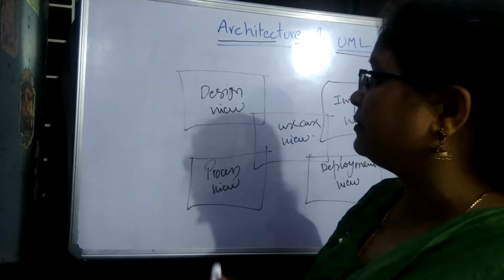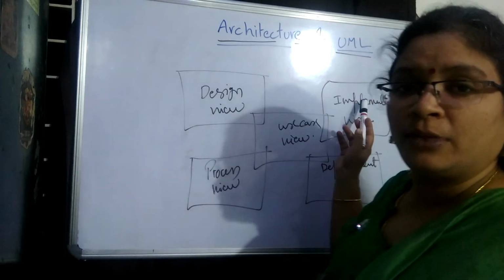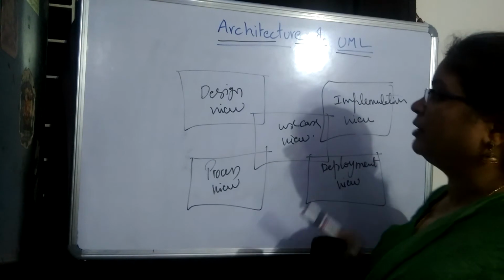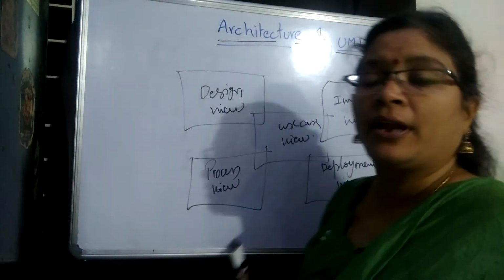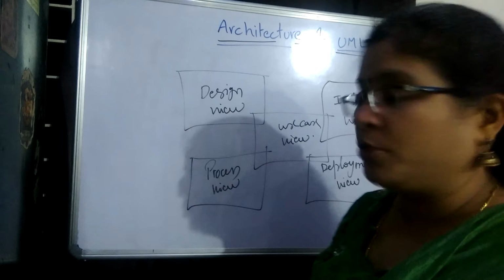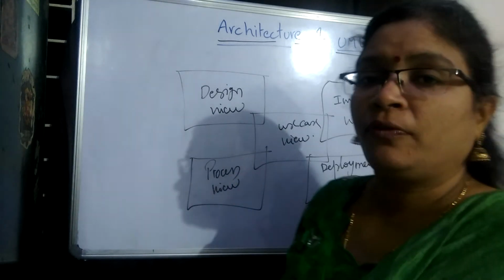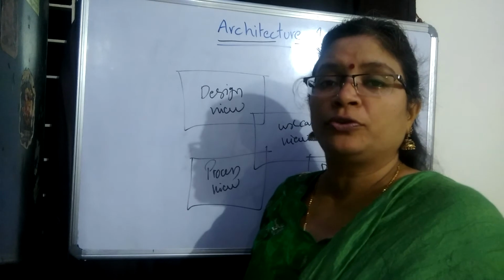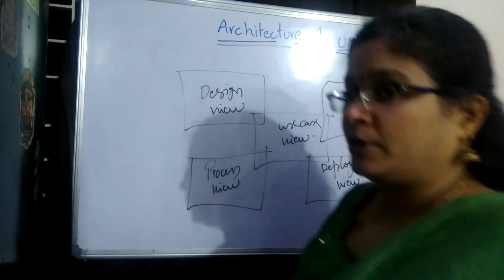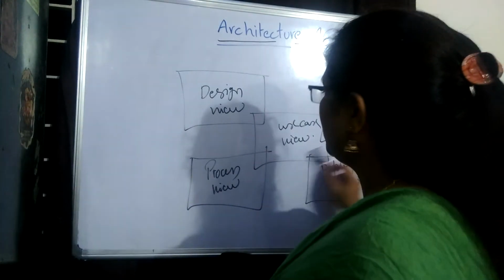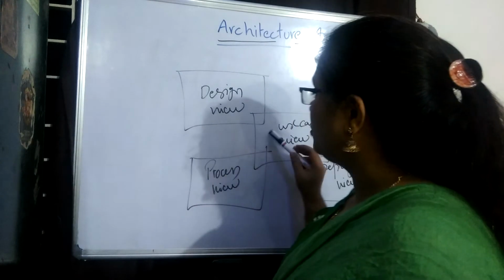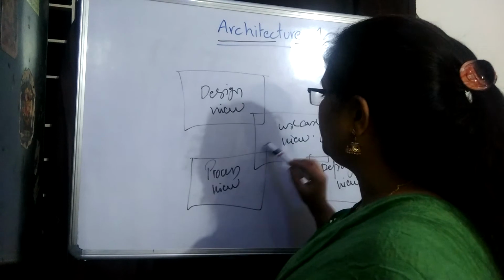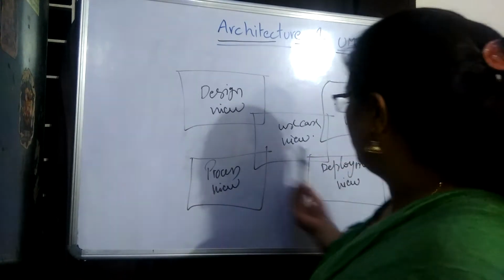The first one is the design view, the second one is the implementation view, the third one is the process view, and finally the deployment view. Like that, we have 5 views. How each view facilitates providing various views of the system, we are going to see. The common view for all of these is the use case view. The use case view acts as the center core for the design view, implementation view, process view, and the deployment view.